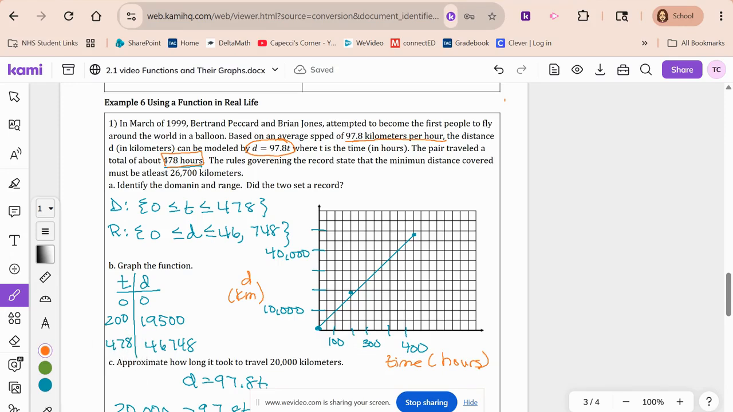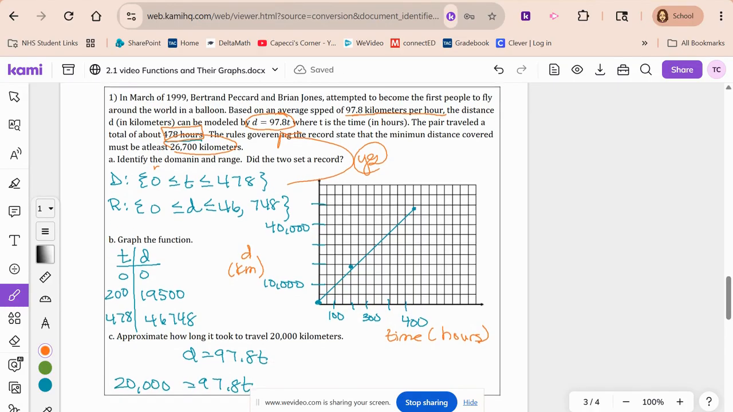So our domain, right? Our domain is going to be our T. And we know that they did 478 hours. So we're going to go from 0 time up to 478 hours. Now, to find out what our range is, we're going to use that equation to see what we have for D. Okay, so we have between 0 and 46,748. Now, it said we must be at least 26,700. So did they set the record? Yes, they did.